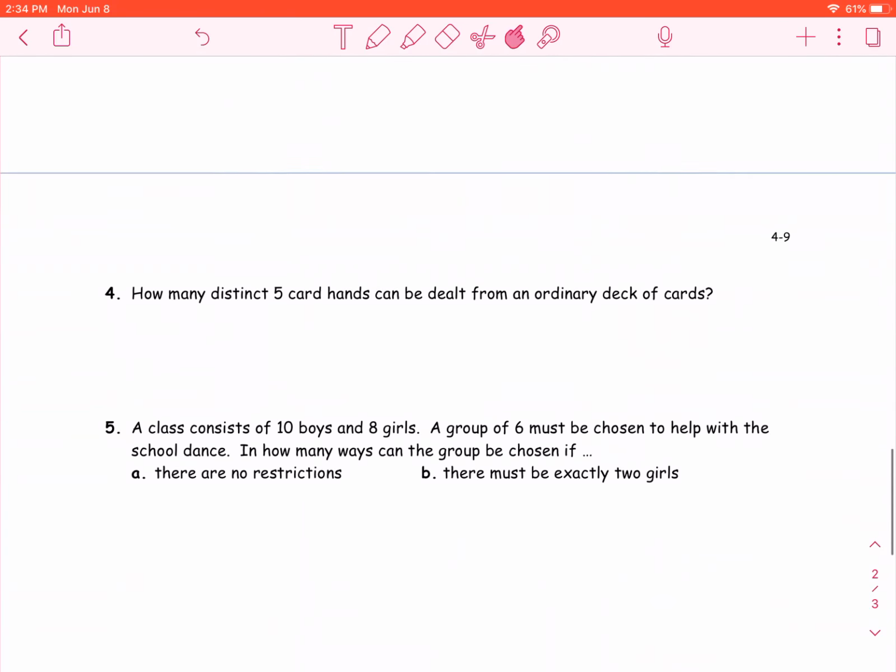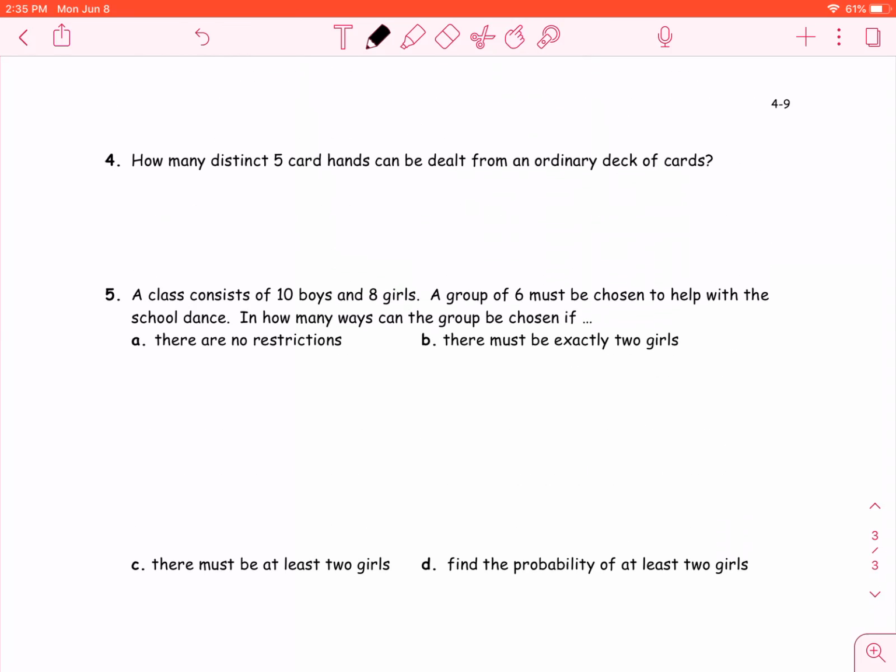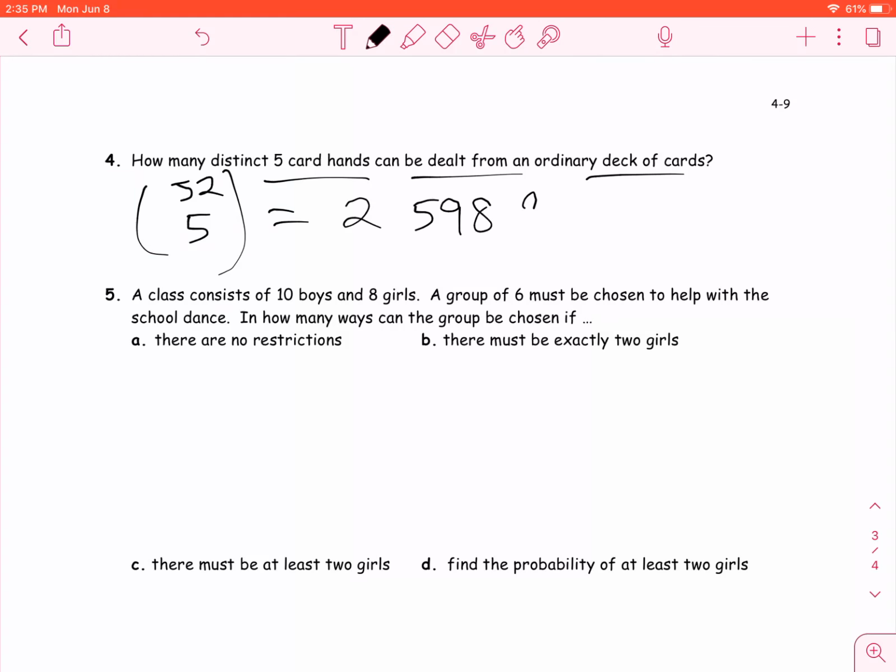We have our card set, very typical in probability as you've probably seen. How many distinct 5 cards can be dealt from an ordinary deck of cards? Again, 52 is our ordinary deck, and we're choosing 5 out of that 52. So just plug that into your calculator and work it out.